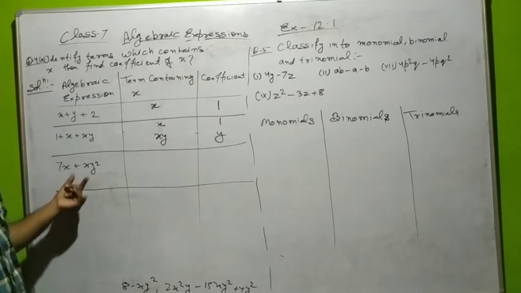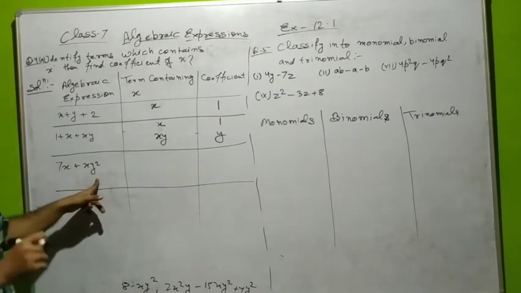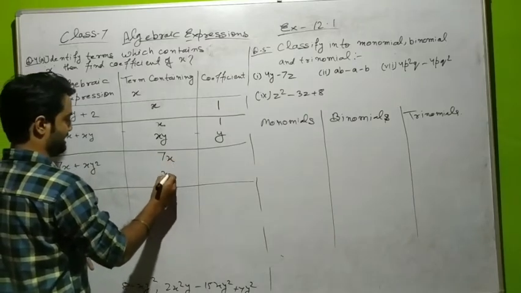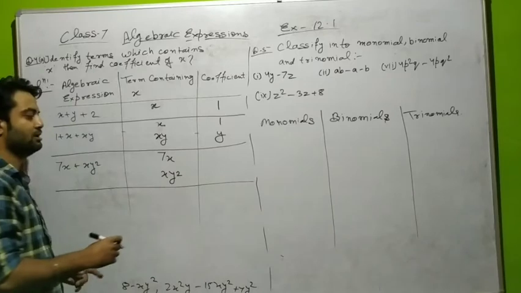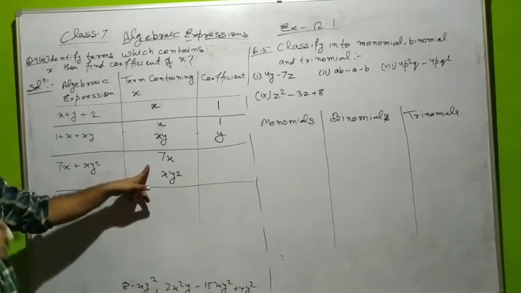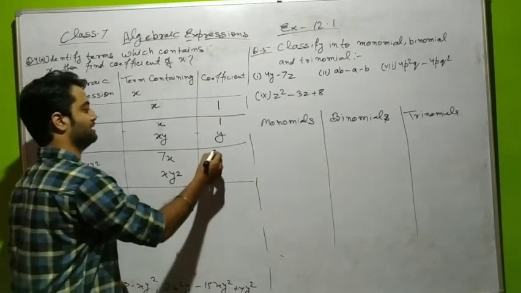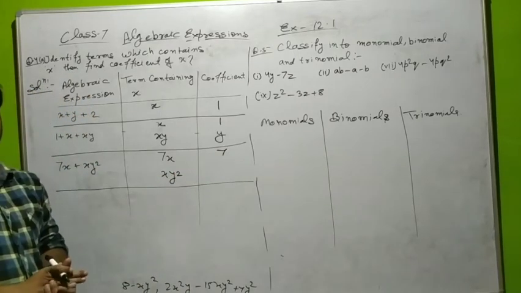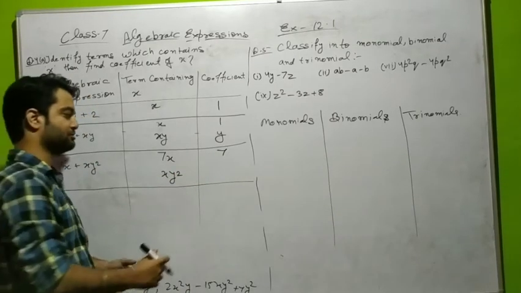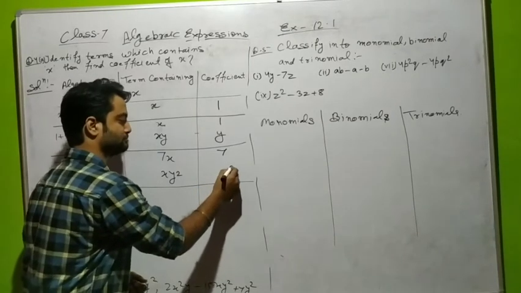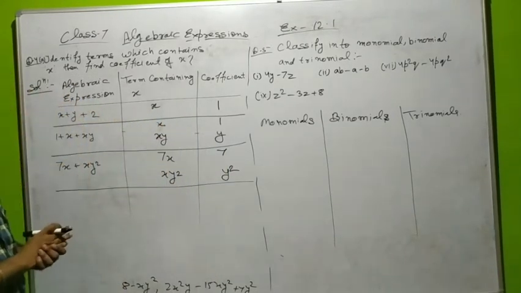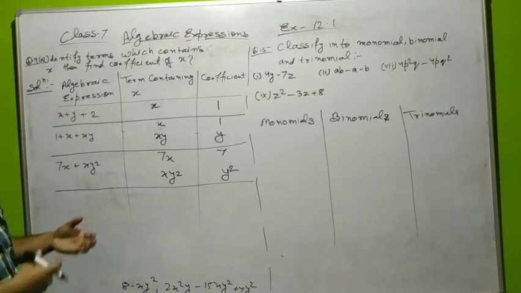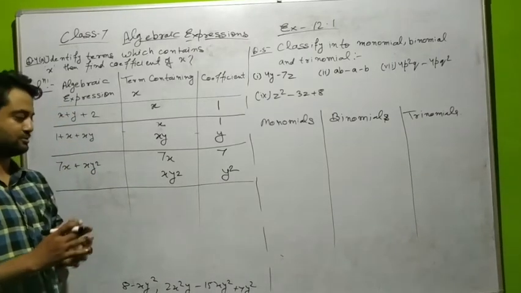Now the third one has two terms, both containing x. So we will write both of them, 7x and xy square. Here the coefficient of x is 7, and here the coefficient of x is y square. So this is the solution of 4A. In the same way, you can solve the remaining questions also.